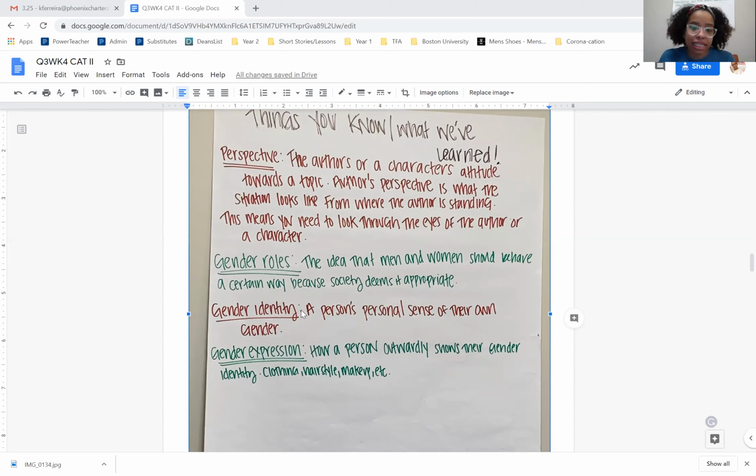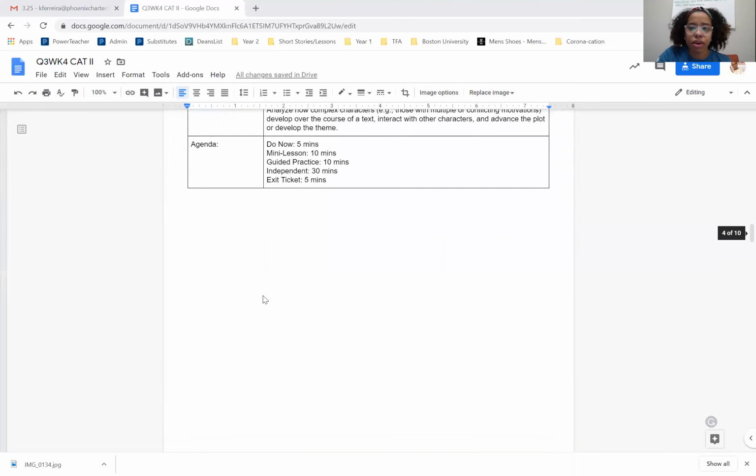Gender identity is a person's personal sense, right? Their own sense of their own gender. Okay, whatever that is up to that individual, it is their own personal identity. And then last but not least is gender expression. It is how a person outwardly shows their gender identity. So this is through clothing, this is through hairstyle, this is through makeup, etc. This is through however someone wants to express their gender, how they identify. So these are some things that we've learned so far.